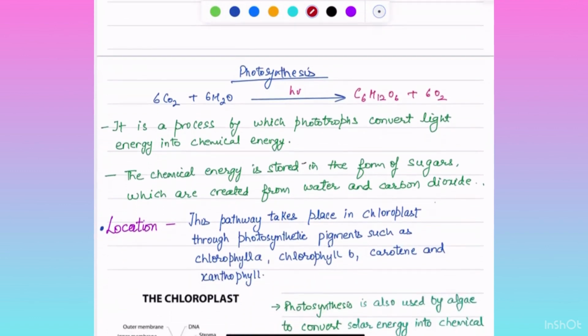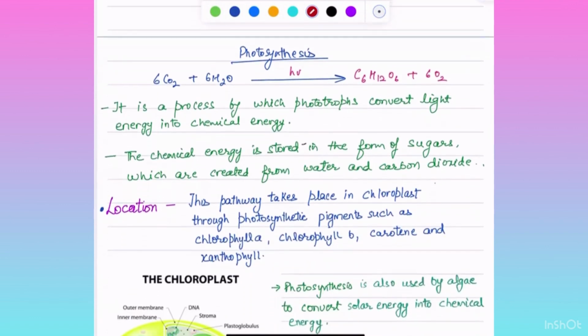Next topic of Unit 3 is photosynthesis. Photosynthesis is a process by which plants and phototrophs convert light energy into chemical energy. Carbon dioxide from the atmosphere, which comes from respiration and combustion, is fixed by the plants along with water, and in the presence of sunlight, it is converted to carbohydrates. Plus, a byproduct, oxygen, is released.